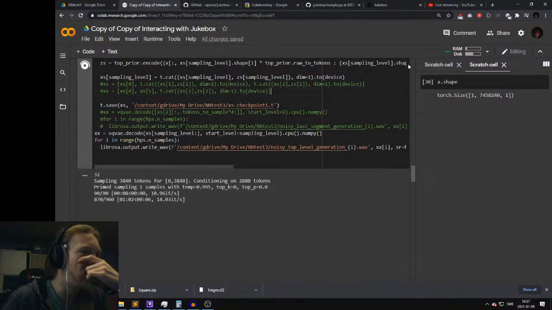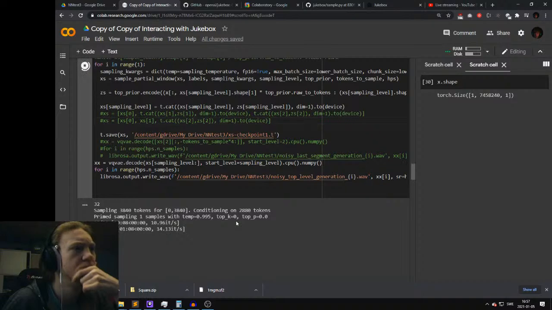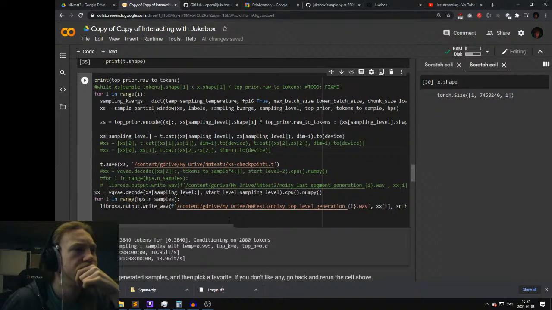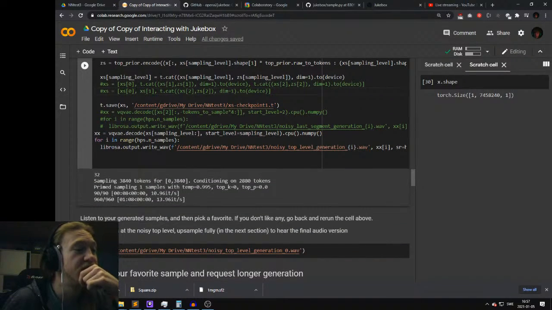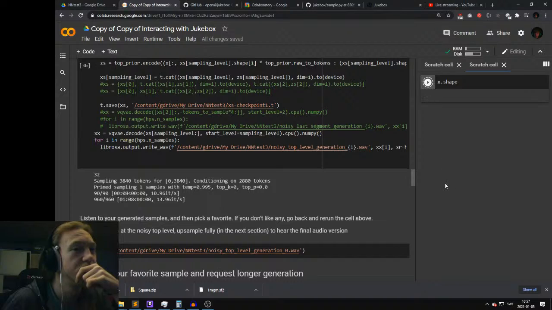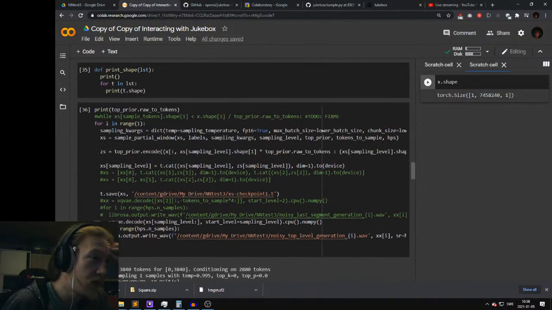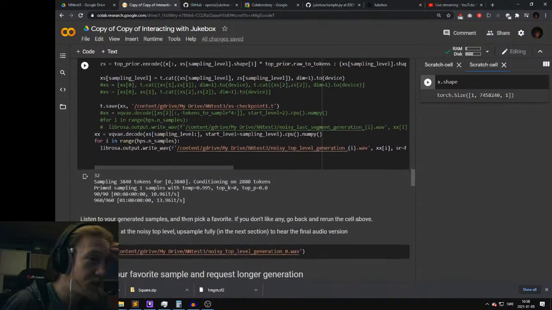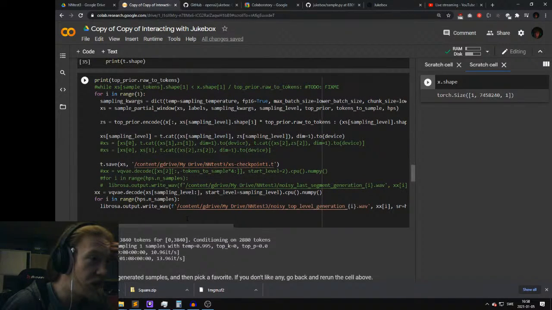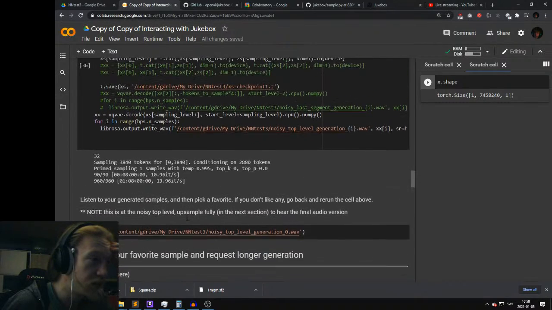Yeah, I want to see the shape of X after this is done. Okay, that's done. What's X? Okay, whatever. It's still the same shape, even though it got changed for some reason last time.